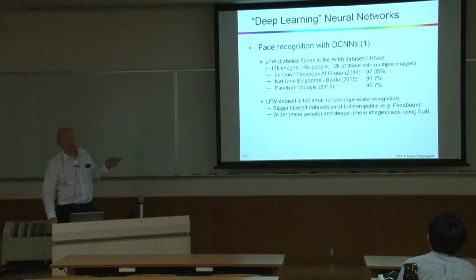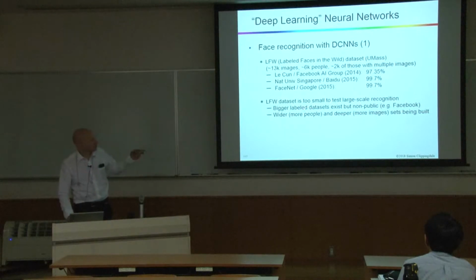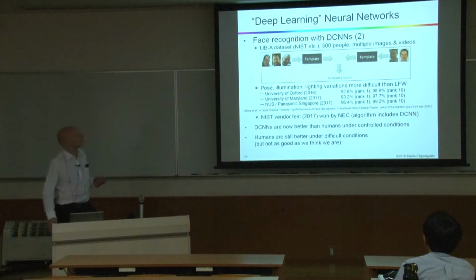Facebook of course has a larger data set, but you can't use their data, so tough. So more sets are being built. This, I think, is one of the reasons why Facebook AI research group has now stolen all the best people from the other groups.